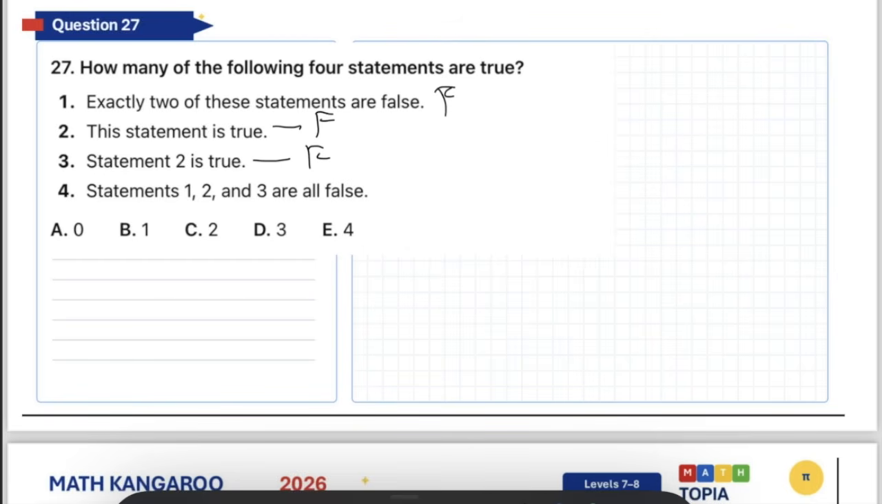Because if it was true, exactly 2 statements would be false, 2 and 3, which means statement 4 would have to be true. But statement 4 says 1 is false, that's a contradiction. Then statement 4 is proven as true. And because there is only one statement, statement 4, that is true, our answer is B, 1.